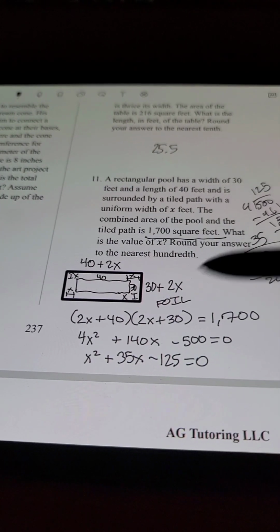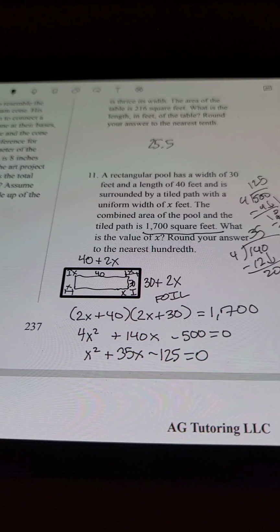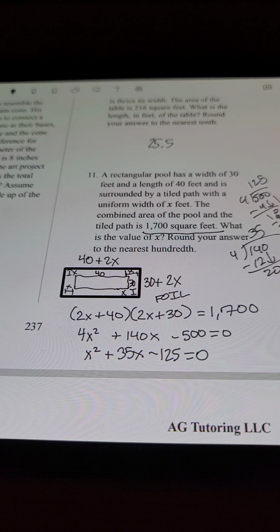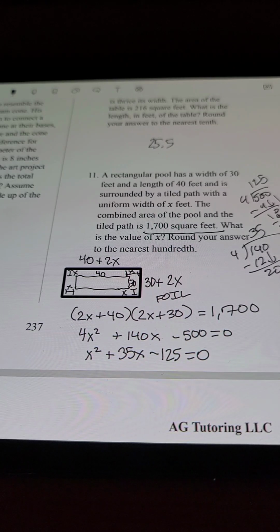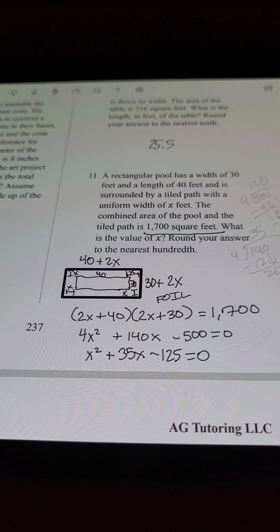So now I'm going to try to see, okay, can this easily be factored? Let me look at it. It probably can't easily be factored. That just doesn't seem like something that would be nice to factor. Let me think. Yeah, I don't think it can. So I'm going to just go ahead and use the quadratic formula.